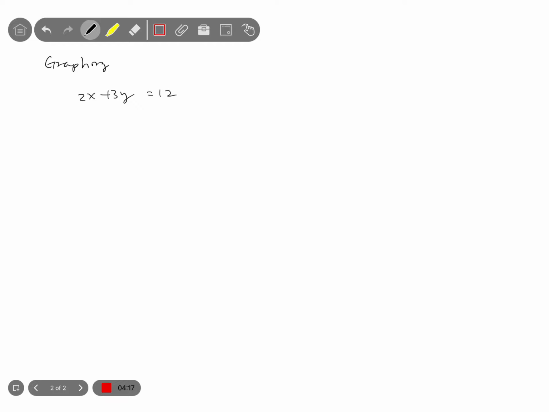Unfortunately, I'm not able to pull up a grid, so you're just going to have to try to follow accordingly. But first things first, let's make a table, your x and y input-output table. What I always tell students is that this format, 2x plus 3y equals 12, or ax plus by equals c in general, is called the standard form, or general form, depending on the textbook.